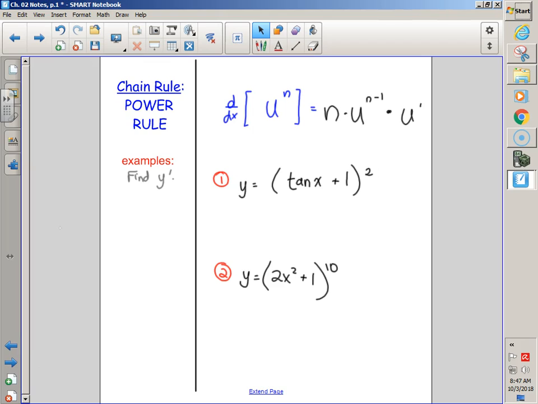What if you don't just have an x to the n? What if you have a u or a g of x to the n? What are you going to do every single time? This was, Michael, what you were seeing. I'm just going to bring down the n. I'm going to make it n minus 1. I'm going to say u prime.